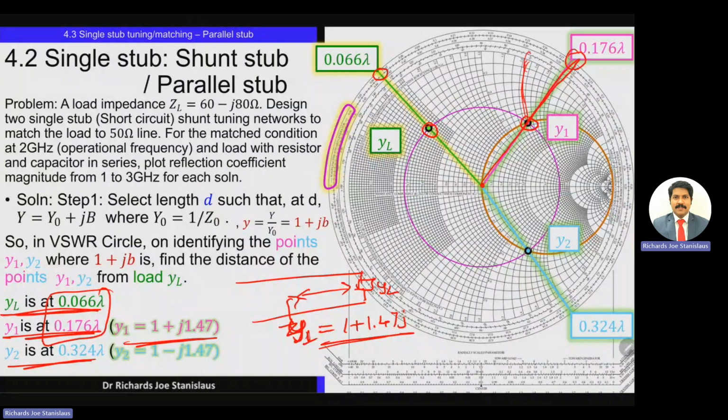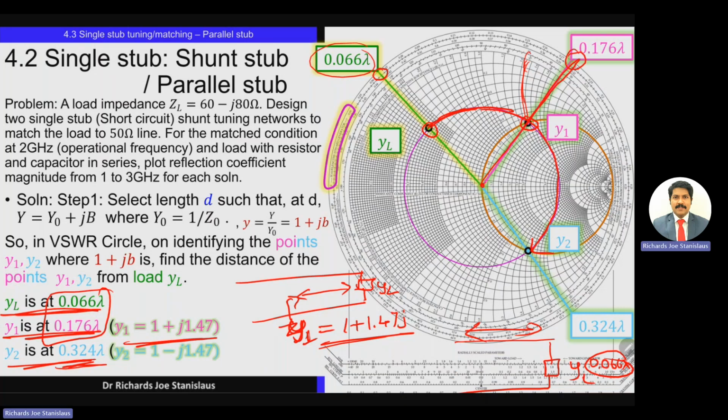Now, for Y2, right? Y2 is located at 0.324, which also is common for both the 1 plus j circle and the VSWR circle. So from the load YL location, if you move along all the way till the Y2 point, right? When you are moving along, from the 0.066 lambda reference location as YL, right? YL is located over here.